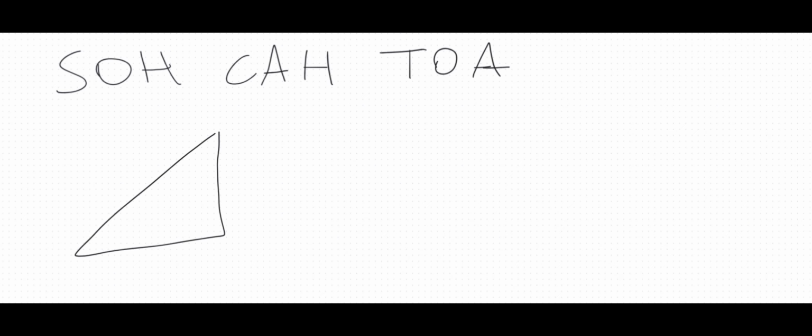A right angle triangle will always have a 90-degree box sign like this, which means it's 90 degrees from that angle. And usually when you use these trigonometric ratios, you will have a missing side length or a missing angle. So in this case, we will draw a missing angle, and the missing angle is usually labeled as theta. And right across from theta, the side length is called opposite.